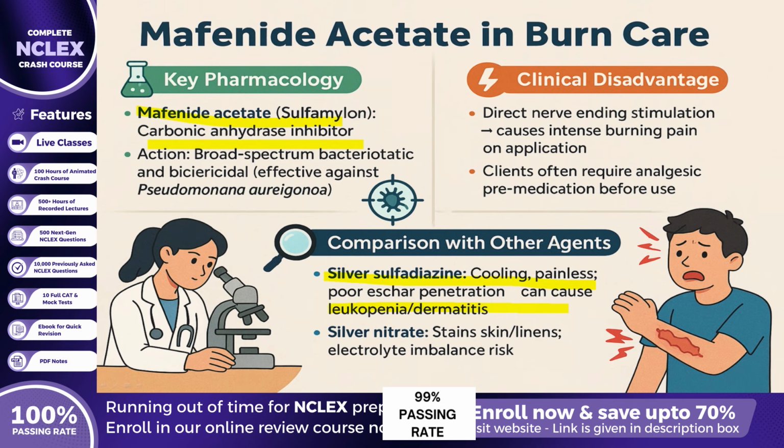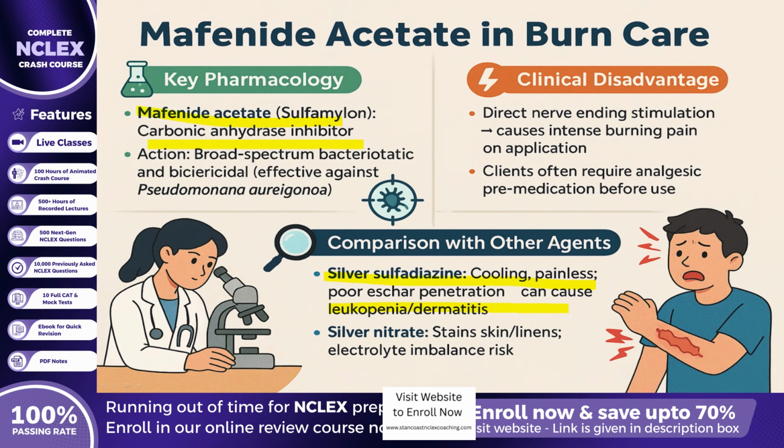Mafenide's unique problem, however, is its painful application and the risk of systemic metabolic acidosis because of its carbonic anhydrase inhibition, which may reduce renal bicarbonate reabsorption. This is why nurses must monitor arterial blood gases, observe for signs such as tachypnea or confusion, and closely track electrolytes during treatment. Now let us analyze the incorrect options.